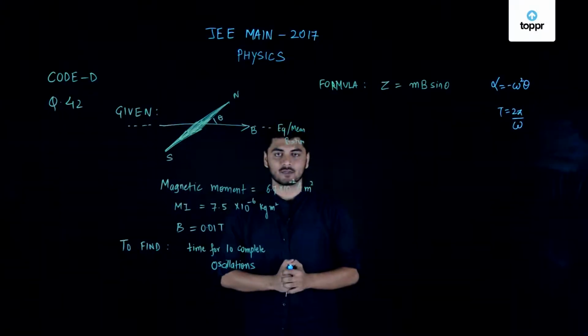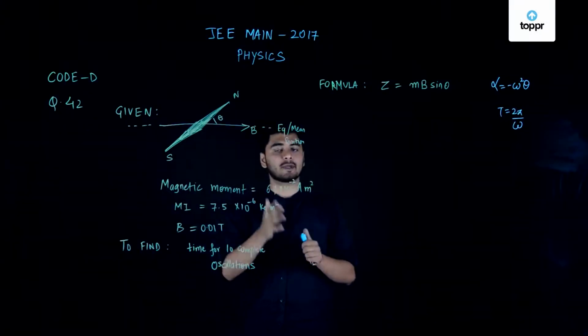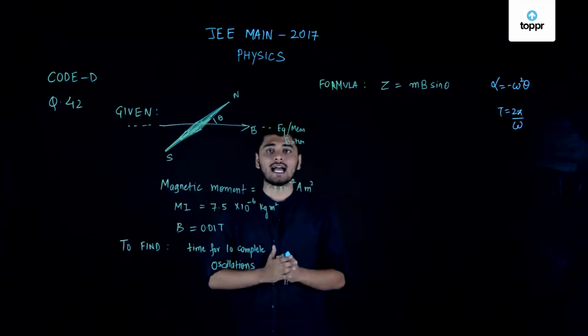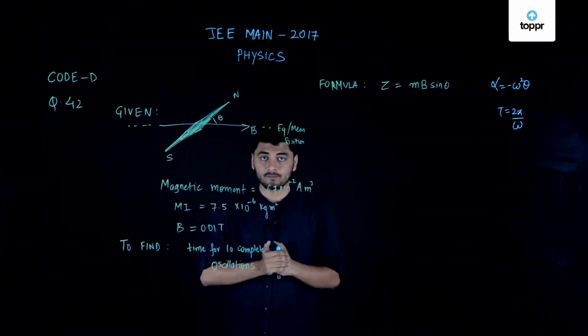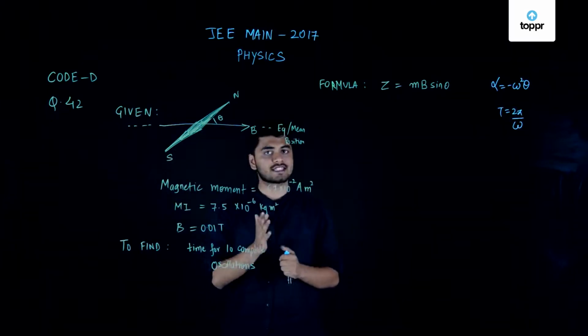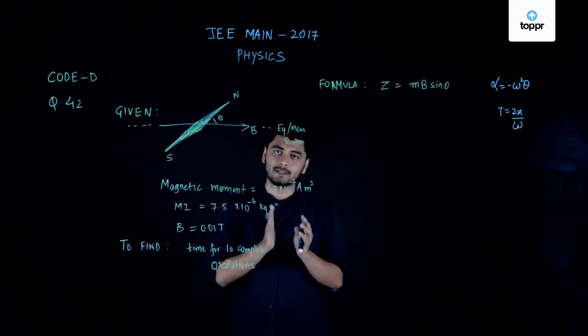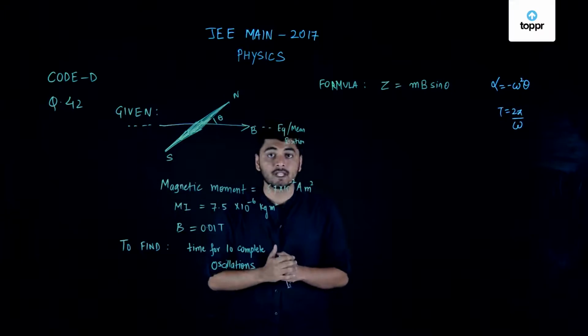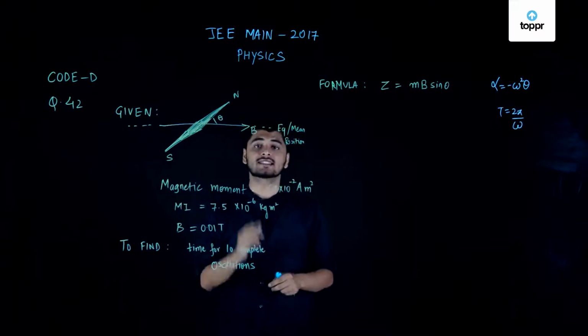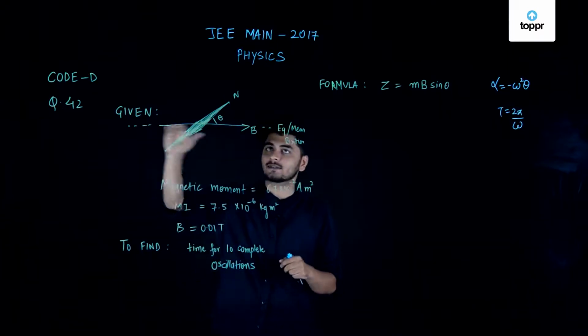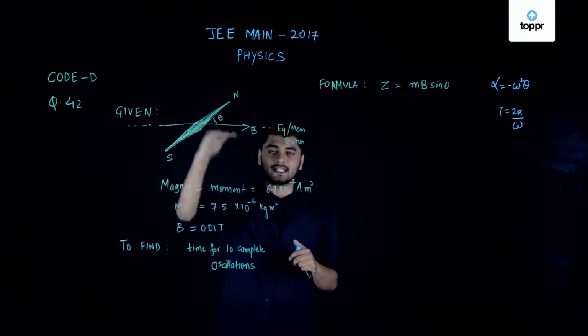Hello students. As you know, we have been solving the JEE Mains paper of 2017, and in that we have been solving the physics section. This is question number 42 from question set D, and in this question we have been given a magnetic needle placed in a magnetic field. This needle is performing simple harmonic motion about its mean position due to this magnetic field.